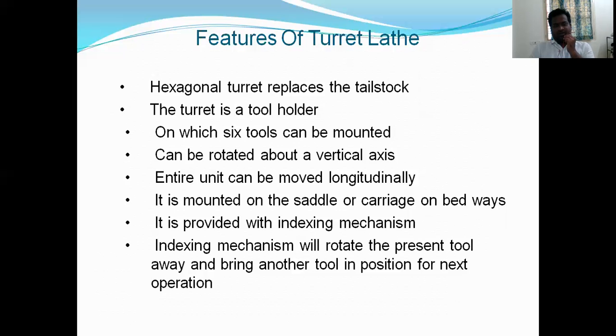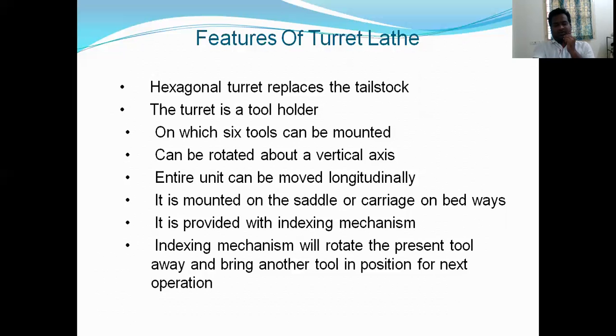If the angle between the drilling tool and boring tool is, for a hexagonal turret, exactly 45 degrees from each other, then the indexing mechanism is rotated by that angle. With that rotation, the drilling tool is replaced with the boring tool, right? So that's why this mechanism is useful for us.